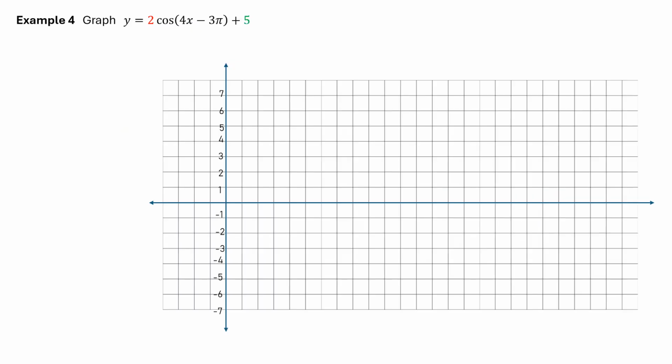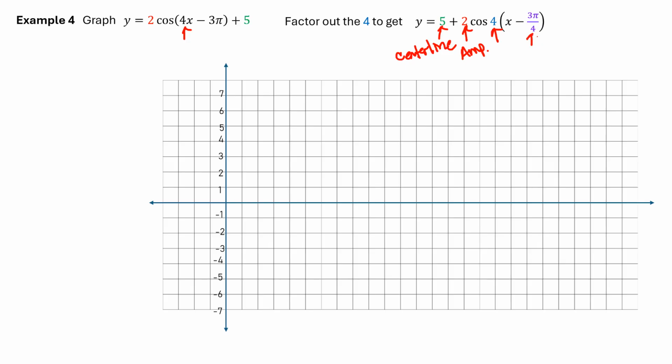Okay, so I want to get this into the form that I explained at the beginning, because now I can quickly see 5 is the center line. It's the line that goes horizontally right through the middle of the whole thing. 2 is my amplitude. 4 is the number that is 2 pi over the period. And 3 pi over 4 is my phase shift. So once I get it into this form, I can see all those things.